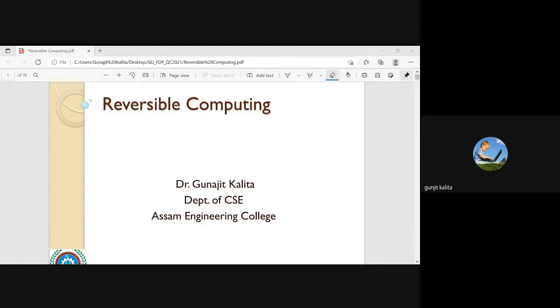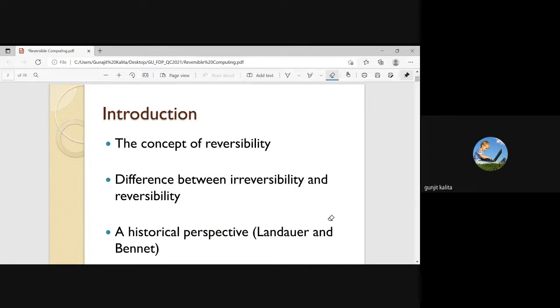So this topic is reversible computing, as Manu has already said. In the introduction, we need to know the concept of reversibility. Reversibility is when some input is given to a system, and that system generates some outputs. Now if we somehow can use those outputs to create the inputs, that is the idea of reversibility.